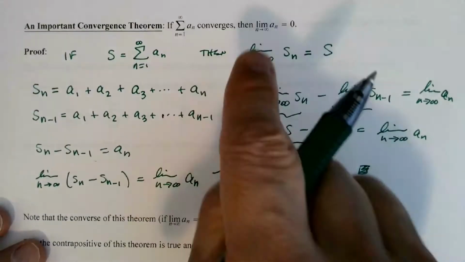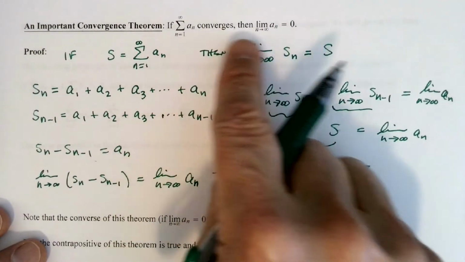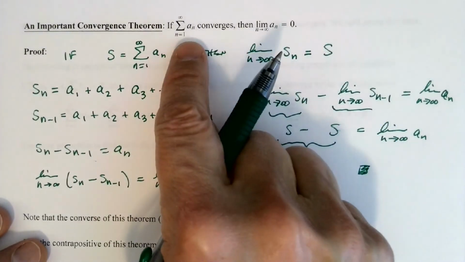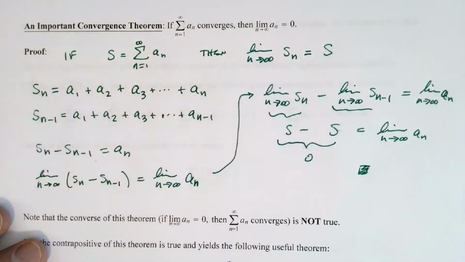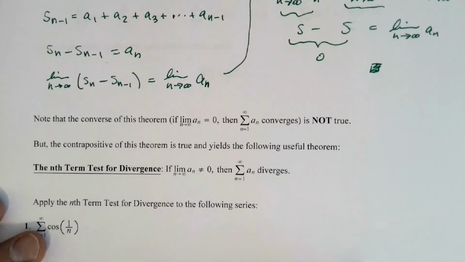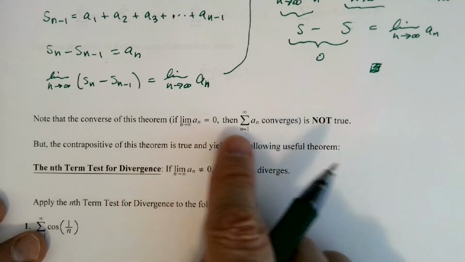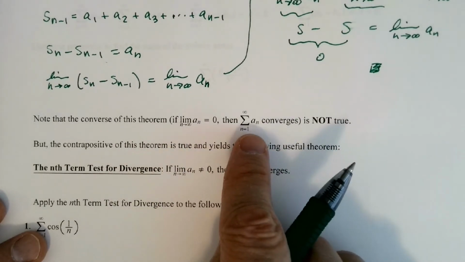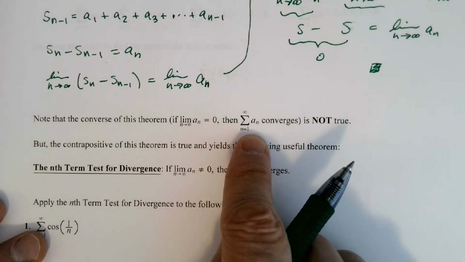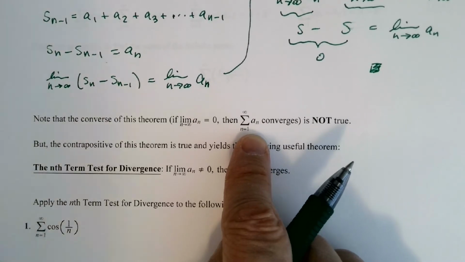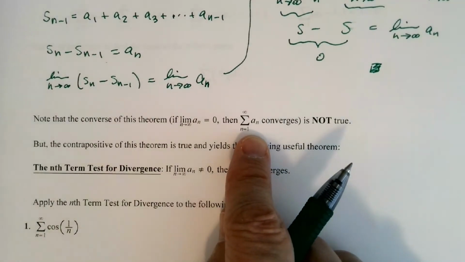Okay. Does that mean every time the terms that we're adding up go to 0, then the series converges? No, it does not. If the limit as n goes to infinity of the terms we're adding up goes to 0, then this series may or may not converge. And we're going to give you an example of a series where that happens here in a minute.